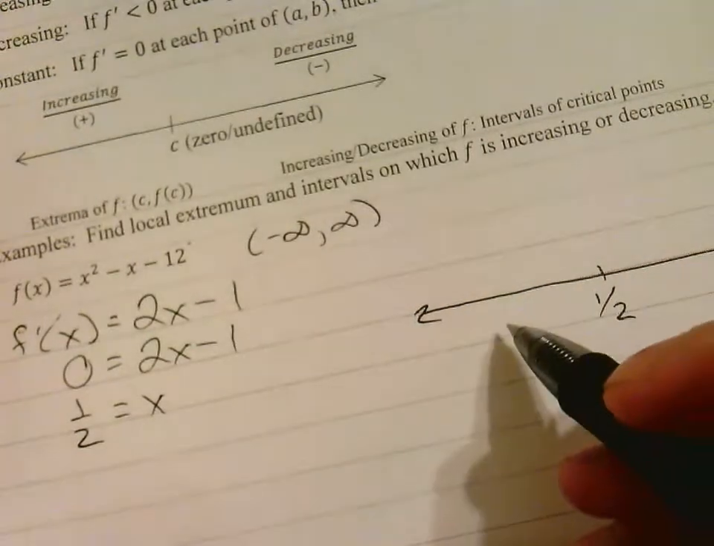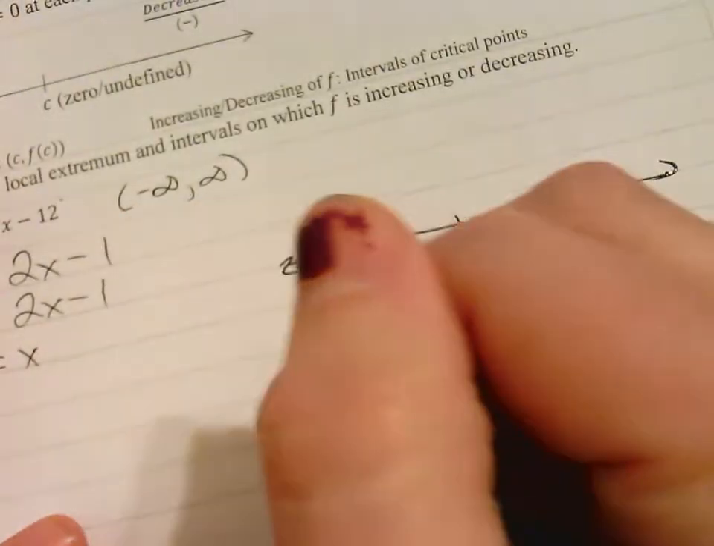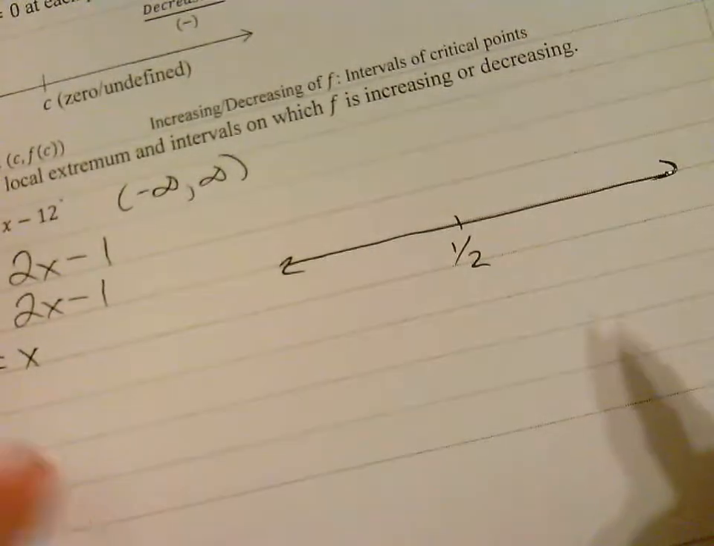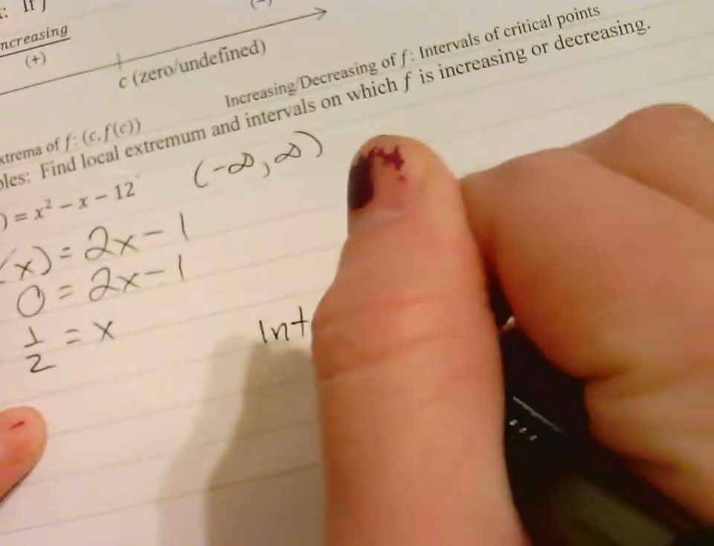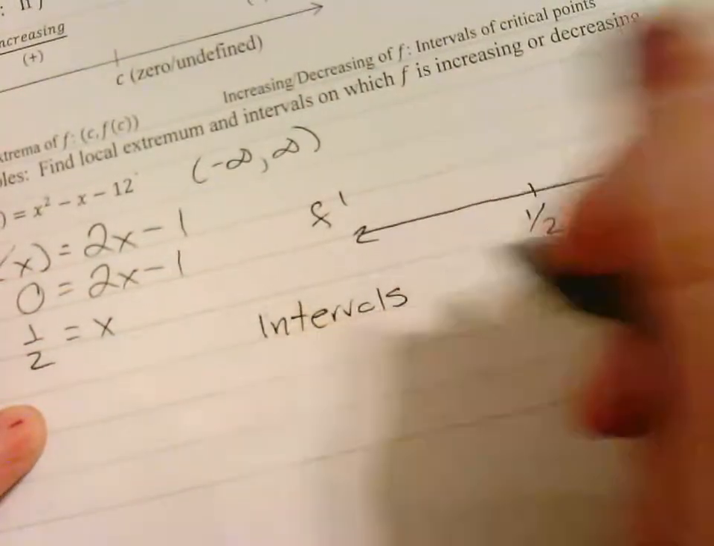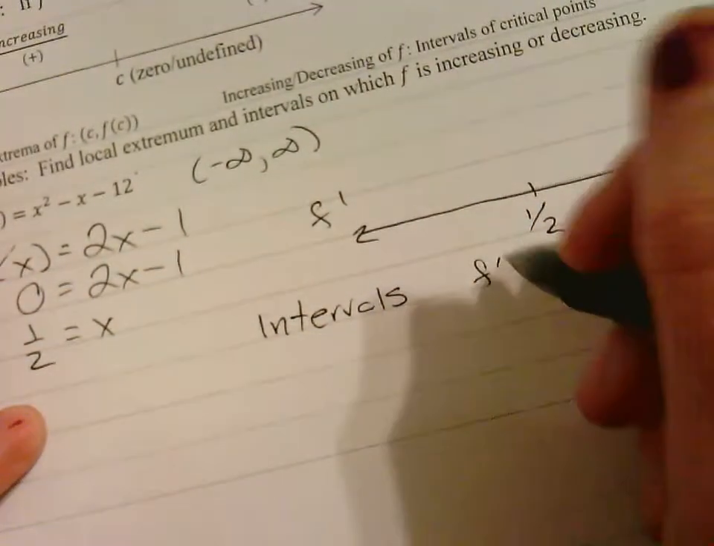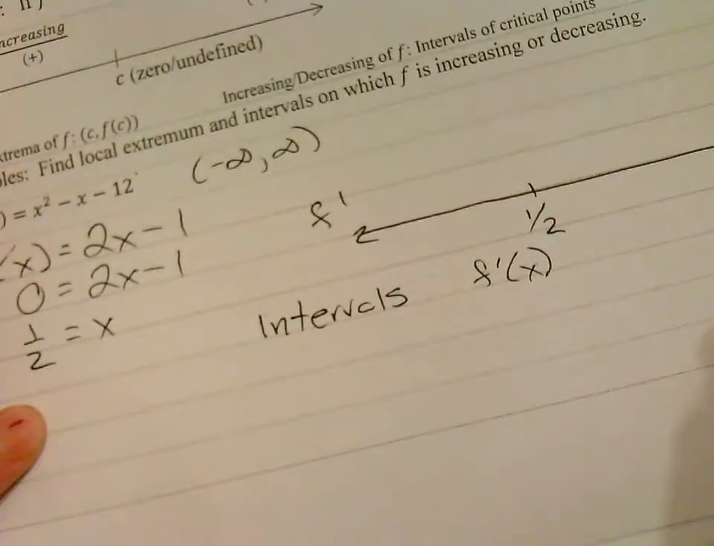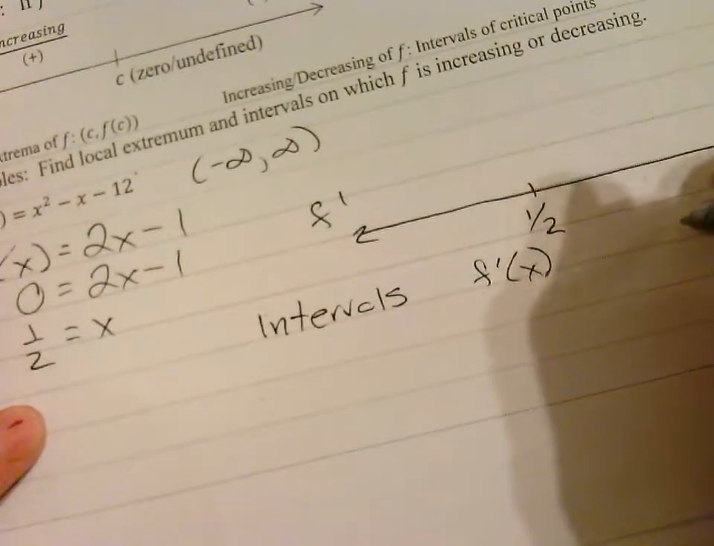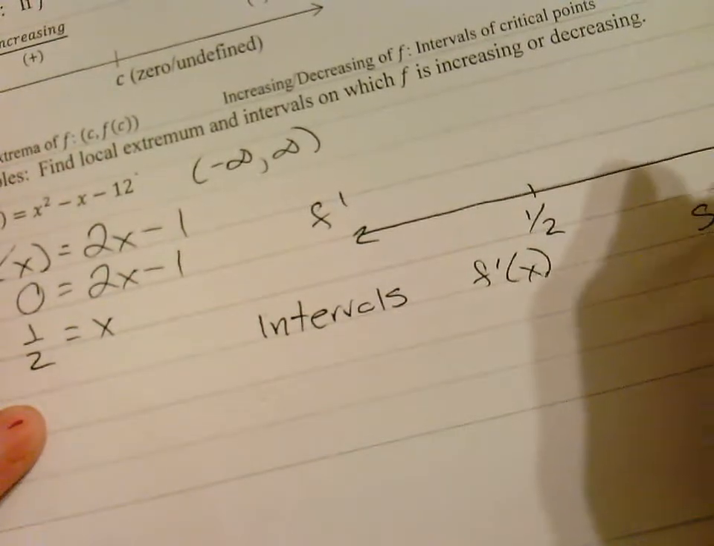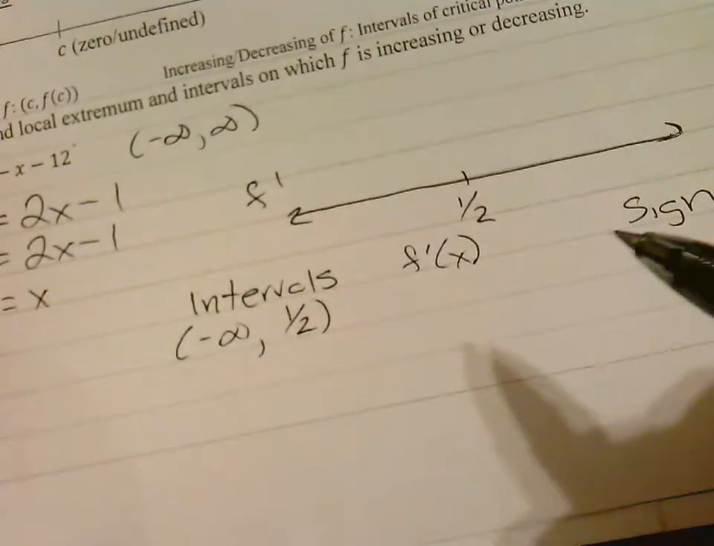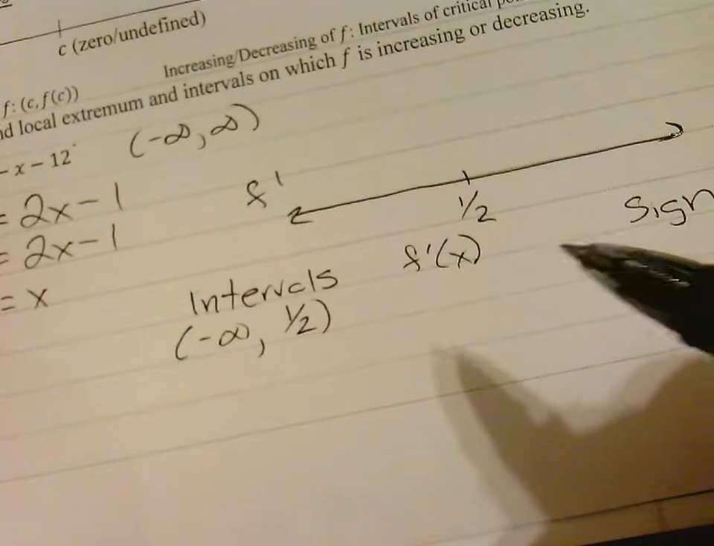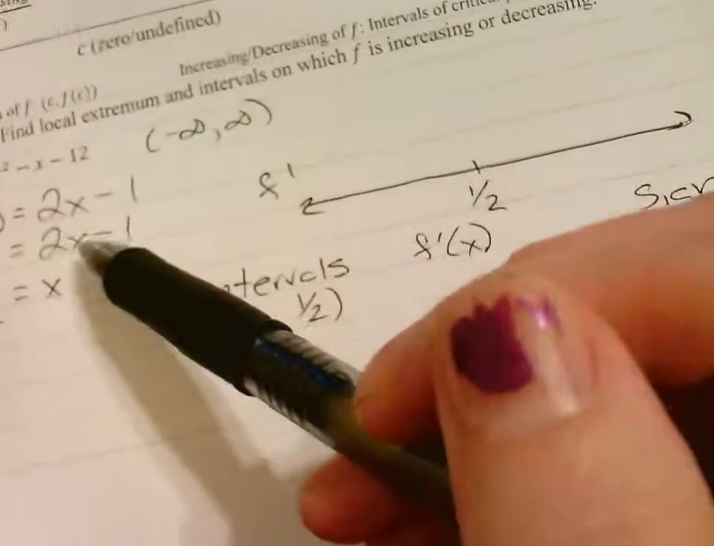Okay, so your intervals are going to be negative infinity to 1/2. It's just easier to see the intervals here. That's why I do them. So you have intervals, this is f prime, intervals f prime of a value, sign. Okay, that's kind of how I do these. So you have negative infinity to 1/2. Pick a value between there. I'm going to choose 0 because it's easy. Just put it right here.